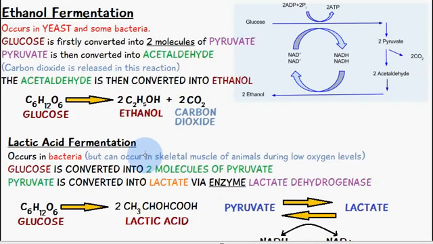Glucose is firstly converted into two molecules of pyruvate. Pyruvate is then converted into acetaldehyde, and carbon dioxide is released in this reaction. Then the acetaldehyde is converted into ethanol, and this is the equation here which shows ethanol fermentation. Glucose is converted into two molecules of ethanol, and two molecules of carbon dioxide are released.